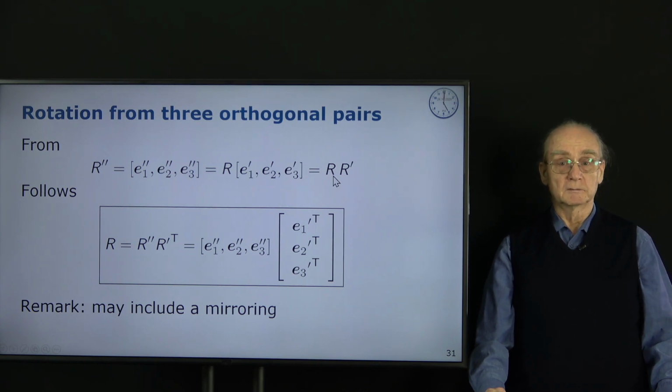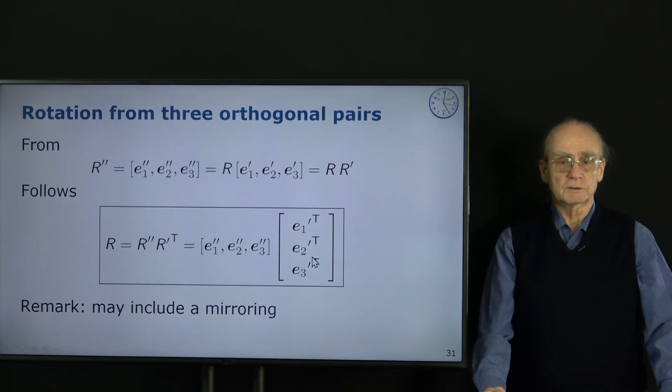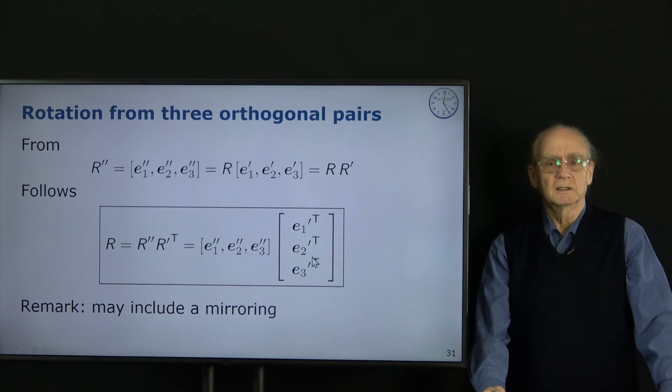Okay, that's easy. We multiply with R prime transposed from the right and obtain our R, which is nothing else than R double prime, which is the columns of E1 to 3 double prime, and the transposed matrix, which is E1 to 3 prime transposed. So this is very easy.